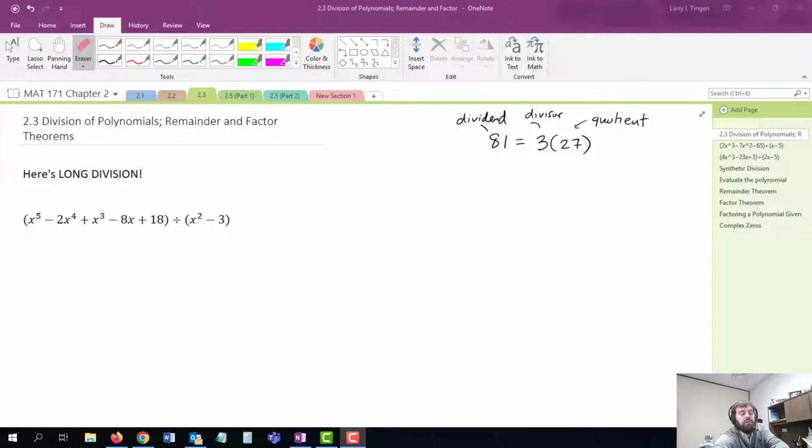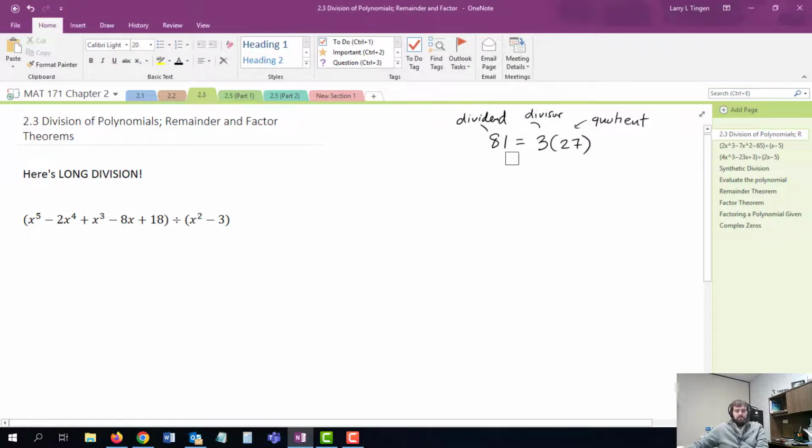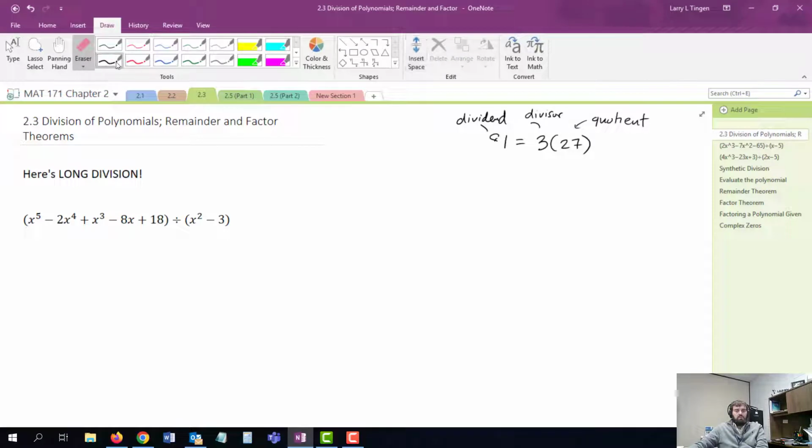All right, so now we're going to talk about section 2.3 from Math 171 about division of polynomials, the remainder theorem, and the factor theorem. If you remember from the first math courses you took, you'll notice I've got an equation over here. What I did in this problem was I took 81.